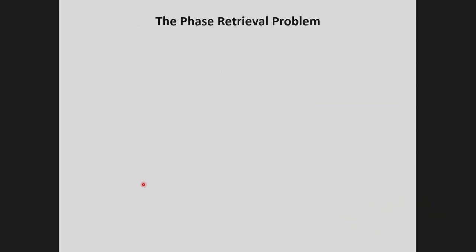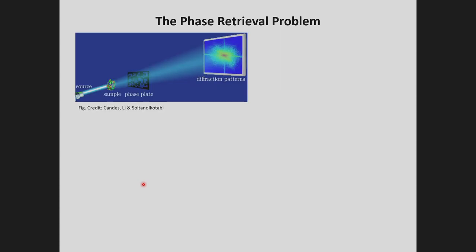Let me begin by introducing the phase retrieval problem. This problem arises in imaging applications, where you want to figure out the structure of a molecule. You place a sample of the molecule in front of an X-ray source, and as the X-rays pass through the molecule, they diffract, and then you capture a diffraction pattern on your sensor.